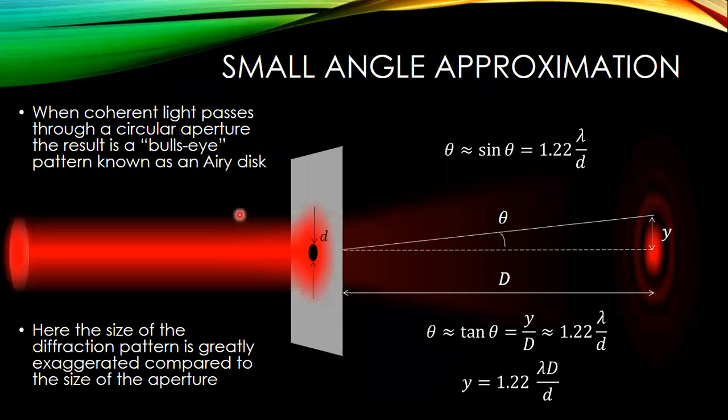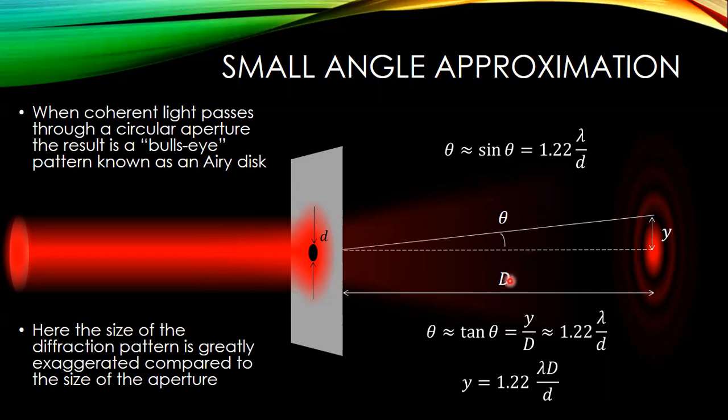Now, when coherent light passes through the circular aperture and we form this bullseye, we're typically creating a diffraction pattern with a very, very small angle. That means that we can make a small angle approximation here. Instead of using sine theta is equal to 1.22 times lambda over the diameter to determine the size of the central disk, we can make the approximation, if we use radians, that theta is equal to 1.22 times lambda divided by d.